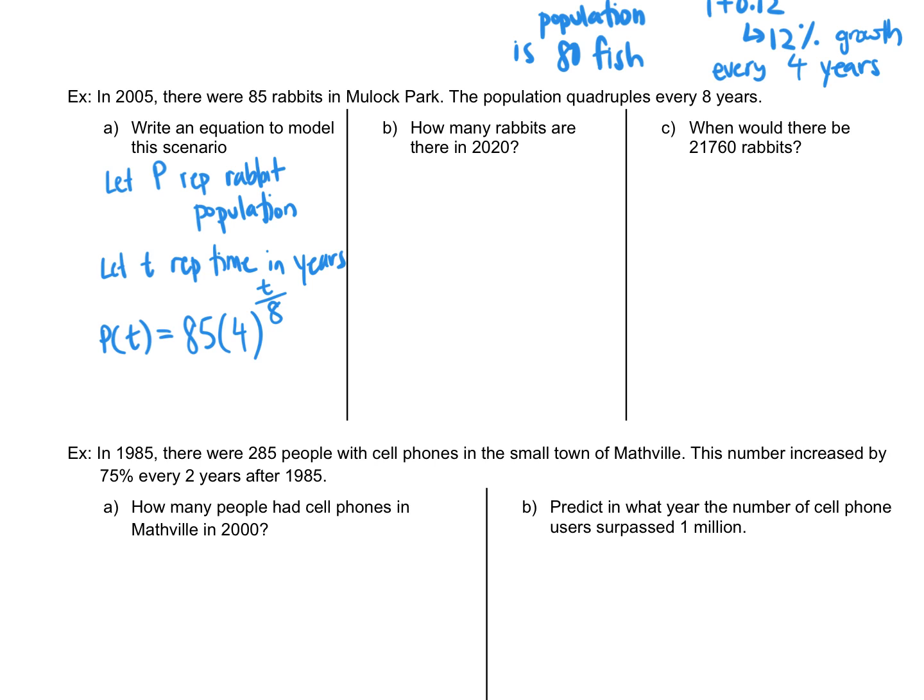How many rabbits are there in 2020? Well, in 2020, how many years is that since 2005? So I'm going to subtract. That's 15 years. So I'm going to find P at 15, not P at 2020. And actually, that reminds me, I should add a little bonus here to my let statement. It shouldn't just be the number of years. It should be the number of years after 2005.